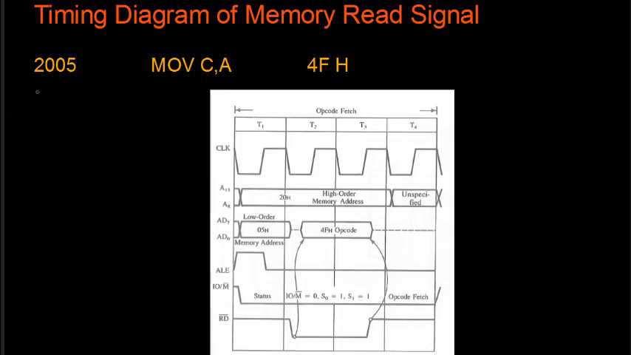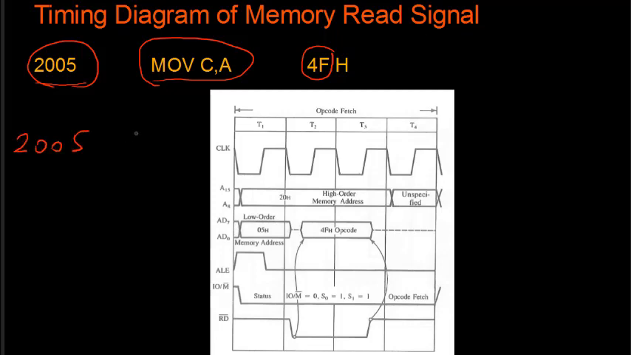We consider an example like we have the instruction MOV C, A. This instruction is stored in this location 2005. The code for MOV C, A is 4F. It means that at memory location 2005 this instruction 4F is stored. So we'll see how the microprocessor reads this instruction from this particular memory location.